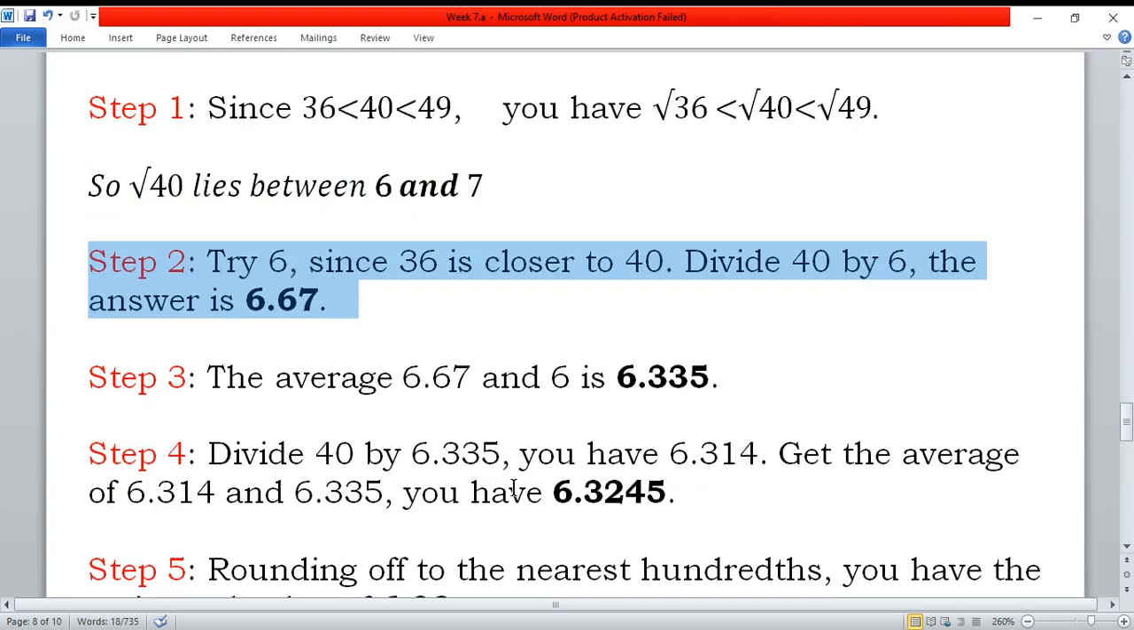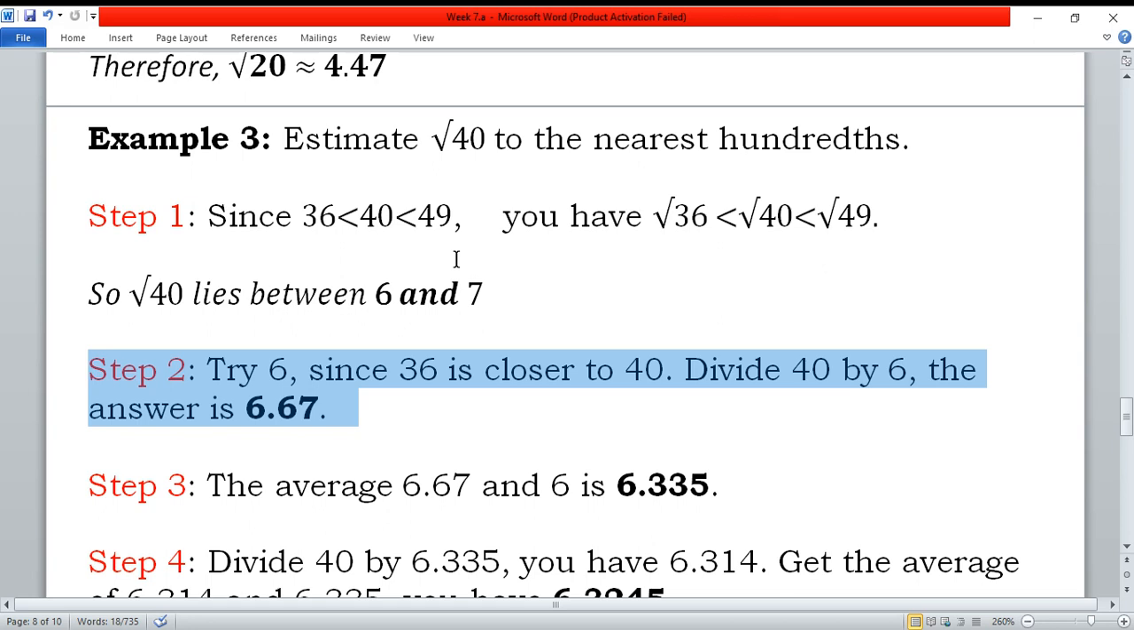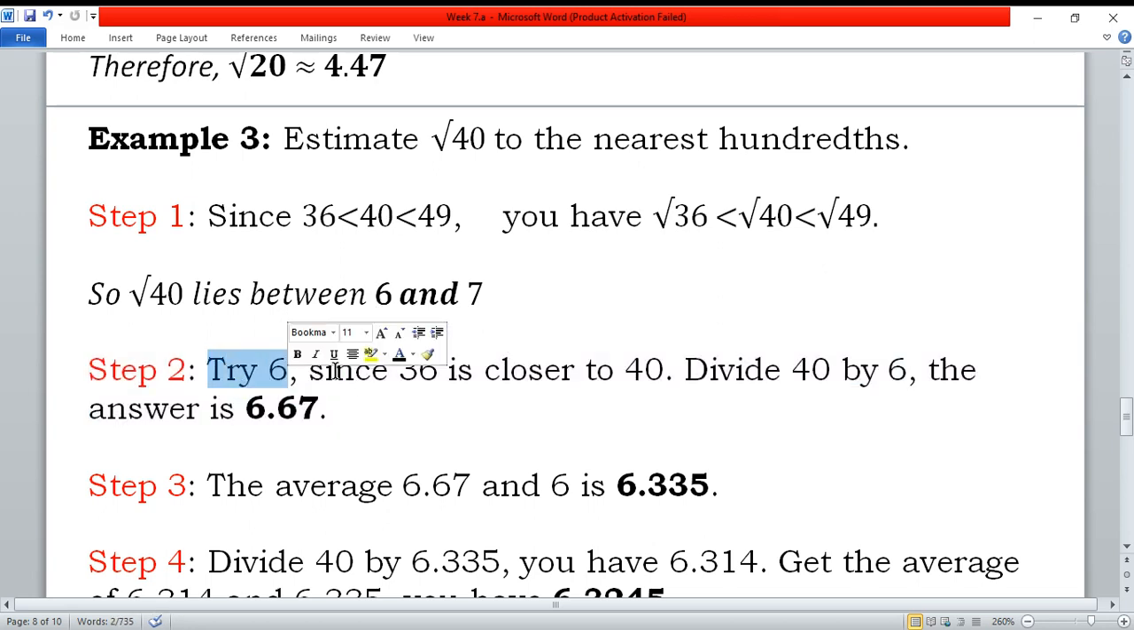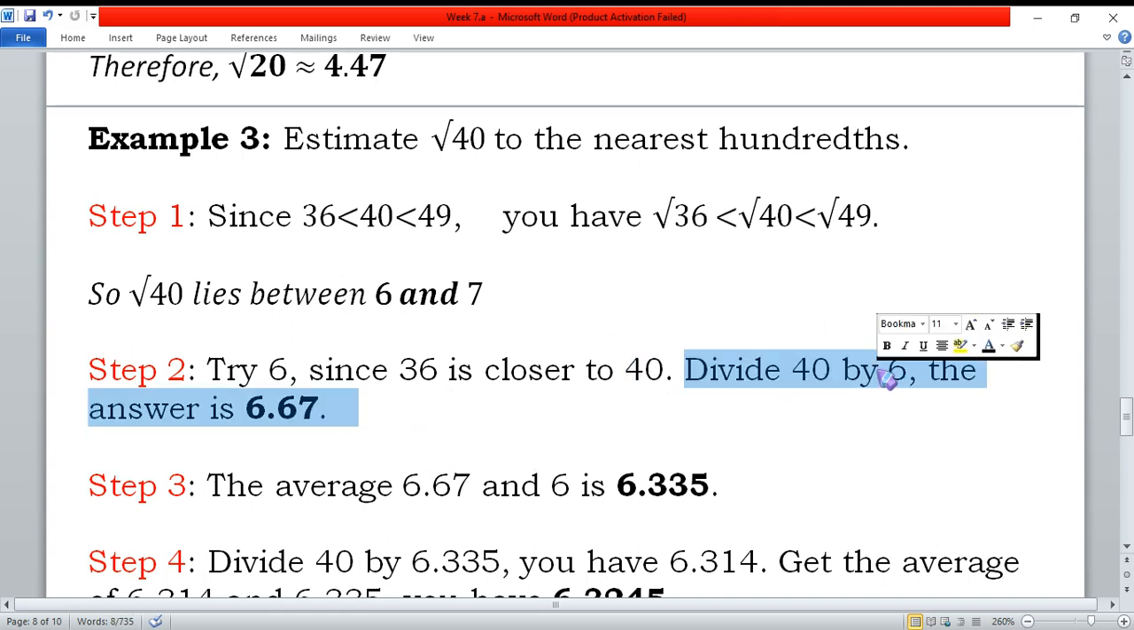Okay? So, step 2. Ngayon, ang tingnan natin, saan malapit yung 40? Sa 36 o 49? Itong difference nito ay 4. Ito naman ay 9. So, mas malapit siya sa kaliwa. Kaya, gagamitin natin yung 6 para i-divide ang radicand na 40. Ulitin ko. Gagamitin natin yung 6 para i-divide yung radicand na 40. So, kaya dito ang kasunod natin ay divide 40 by 6. The answer is 6.67 hundredths.